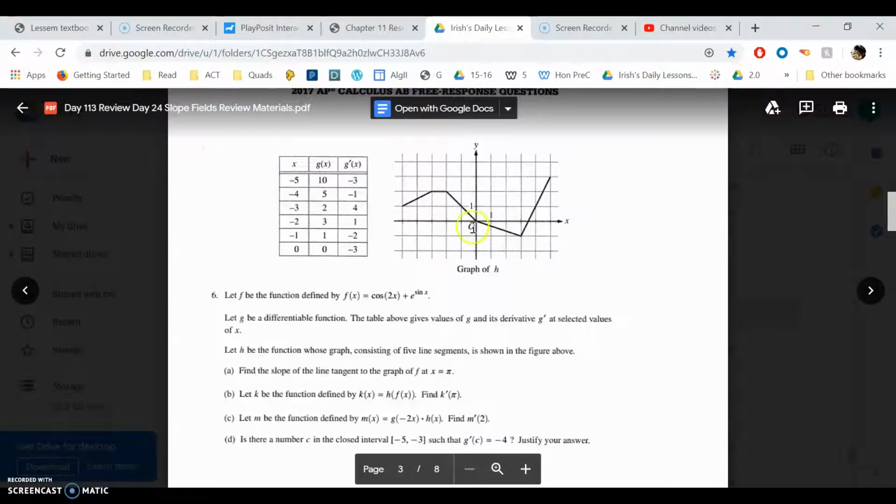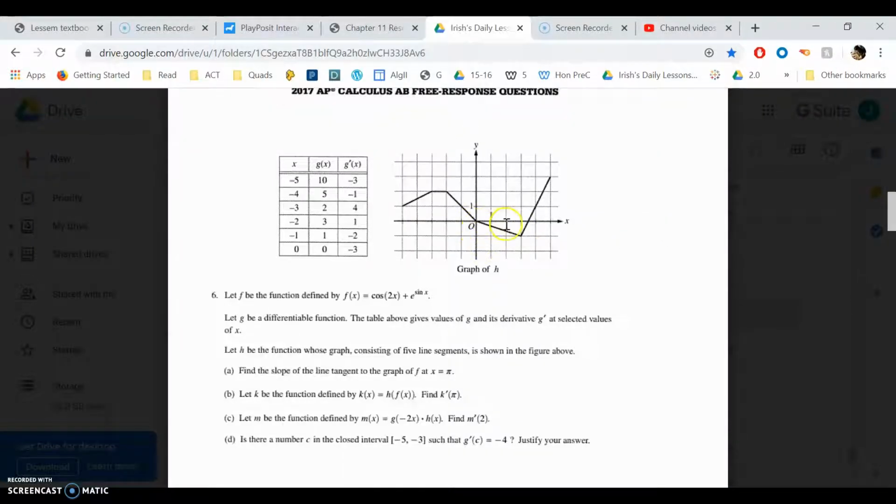So where is 2? Here's h, so here's 2 right here. So what is this slope at 2? That would be down 1, right, 3. So that's -1/3. That's the slope at h of 2. Okay, so it's -1/3. Got it.